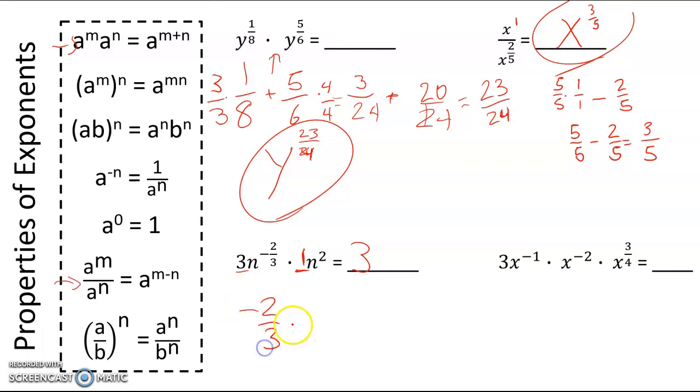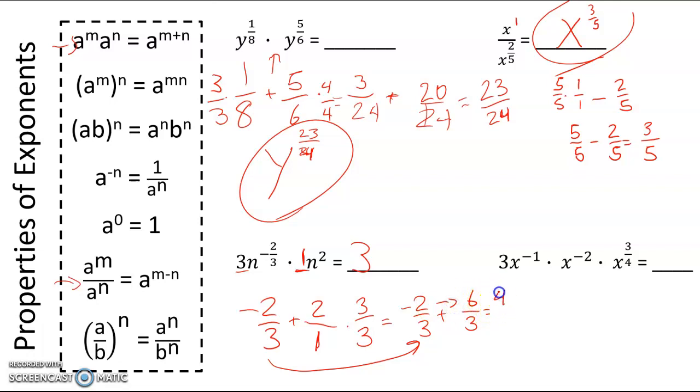I'm going to bring it down here, negative 2/3 plus 2. Remember, we can write 2 as a fraction, 2/1. I want a common denominator. It looks like my common denominator is 3. And I have a 3 right here, so all I need to do to get a 3 over here is multiply the top and the bottom. I'm going to rewrite this whole thing over here, negative 2/3 plus 6/3. I add the top, negative 2 plus 6 is 4/3, and that's my new exponent. So it's going to be 3 times n to the 4/3 power, okay?